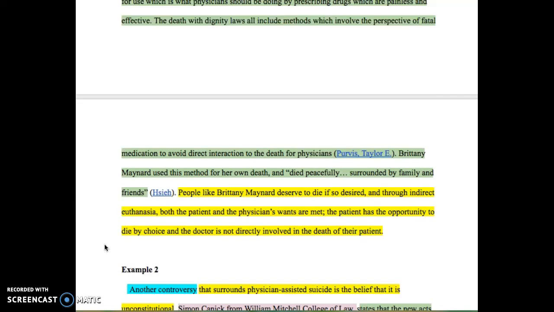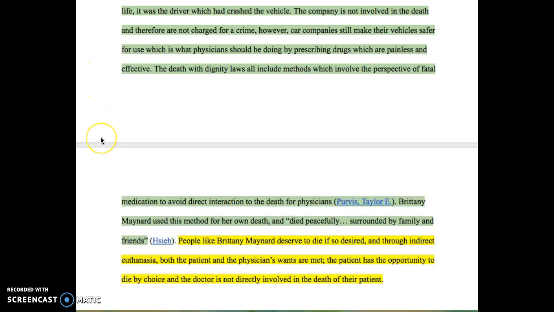It is your responsibility as the writer to go back through that source information and clarify the point that you're trying to make with the source information. So that's what he's doing here. So in the end, he concludes this paragraph by reminding us or showing us how this indirect euthanasia is mutually beneficial for patient and physician's want. And this is all, again, in his own voice.